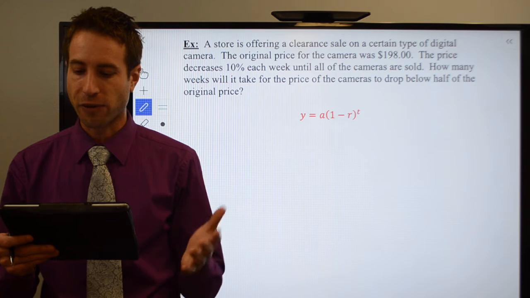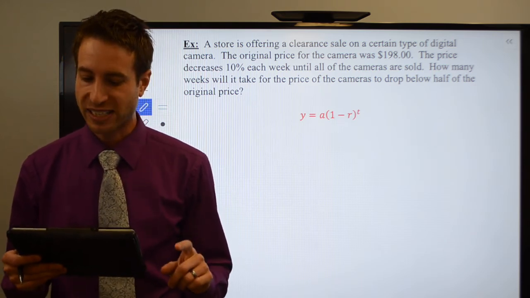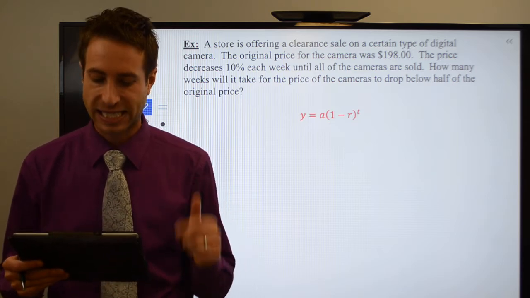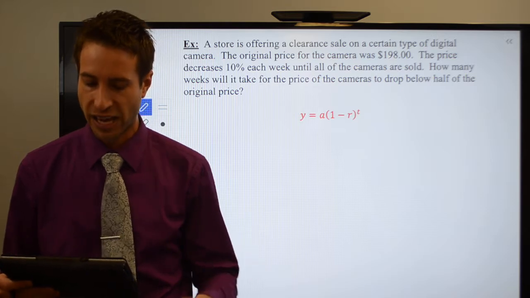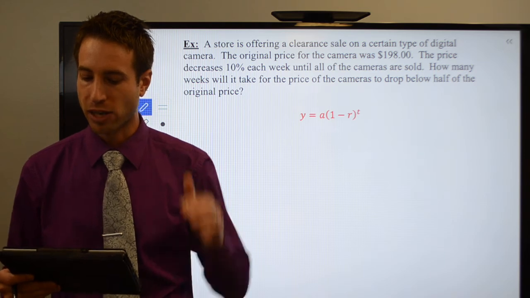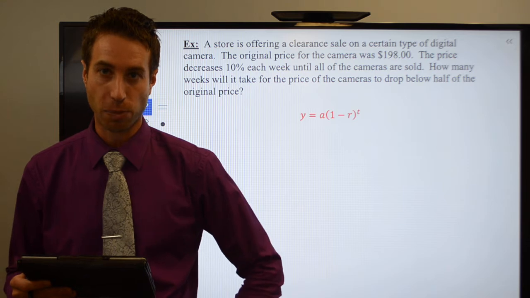A store is offering a clearance sale on a certain type of digital camera. The original price of the camera is $198. The price decreases by 10% each week until all of the cameras are sold. How many weeks will it take for the price of the camera to drop below half the original price?